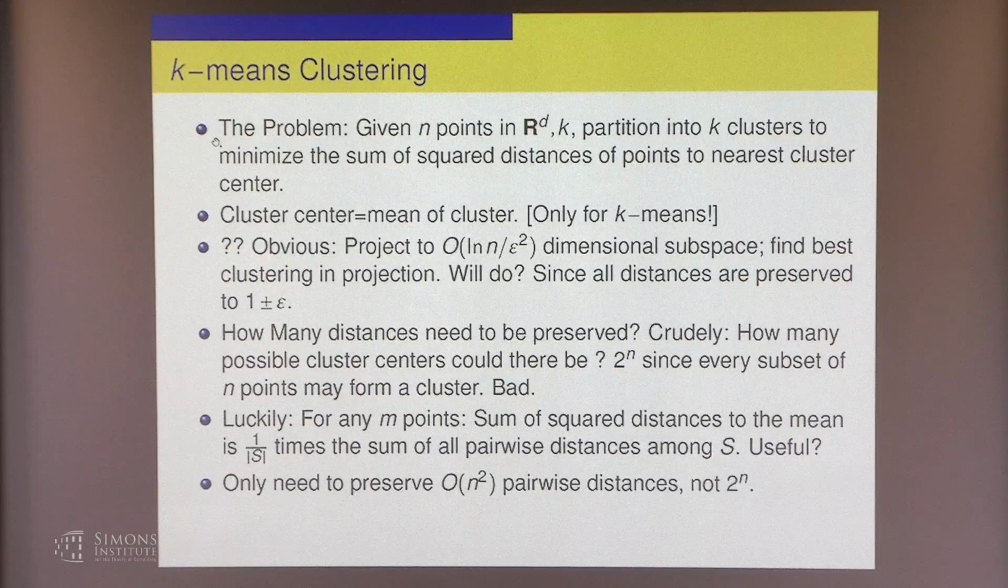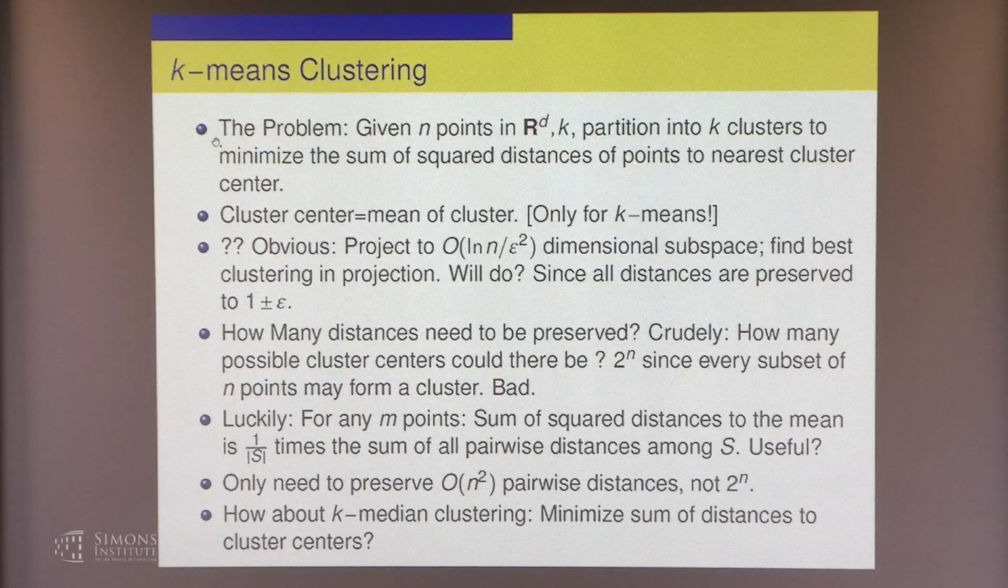Here's some food for thought. How about k-median clustering, which is another clustering criterion? In that criterion, you minimize the sum of distances to the cluster centers. Now the cluster centers can be arbitrary points. So it's unclear that you can apply JL, because the number of candidate distances to preserve is exponential or even infinite.